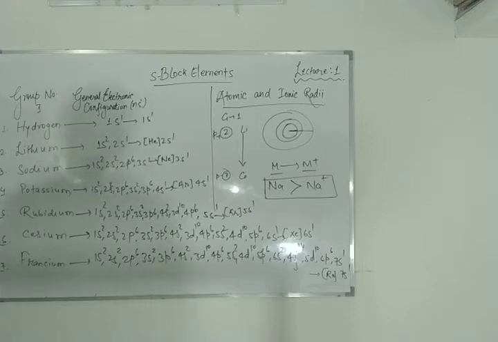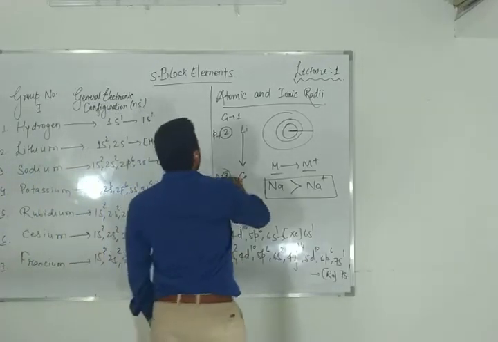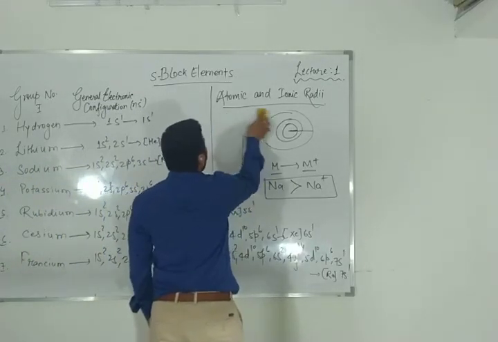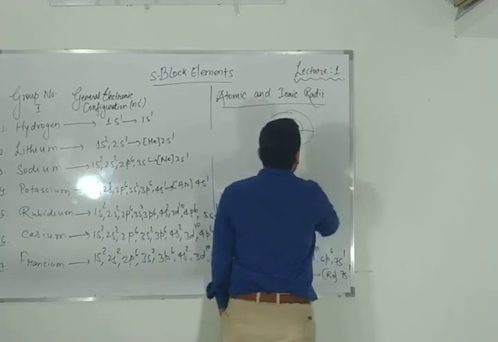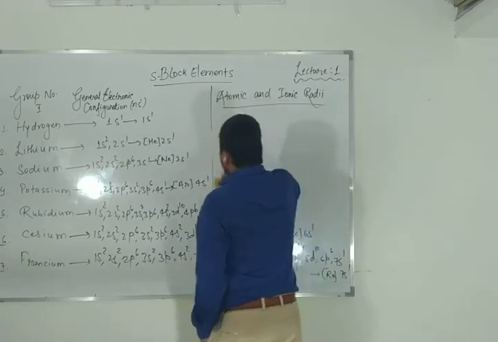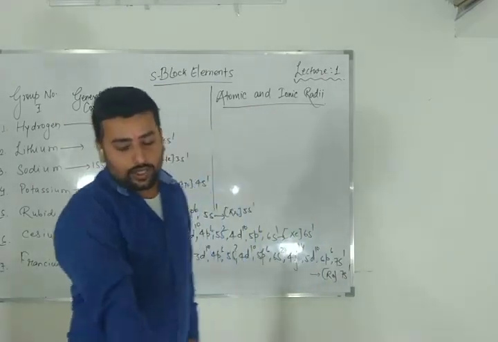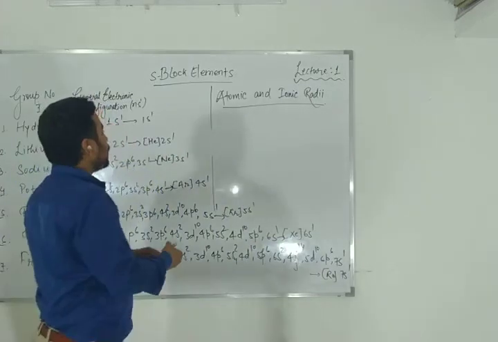Now the third property, that is ionization enthalpy. What do you mean by ionization enthalpy? All these things we have already discussed in chapter number 3. I hope all of you have remembered. The third property is ionization enthalpy. Can anyone tell what ionization enthalpy is?